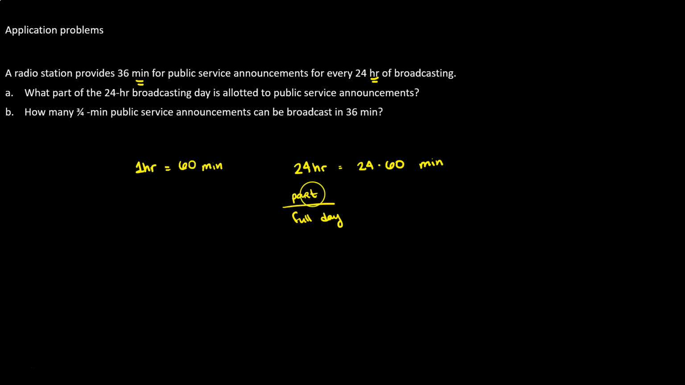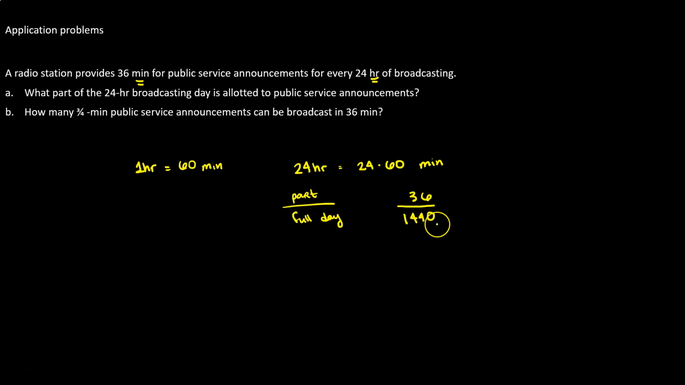That's going to represent our denominator. So 24 times 60 is 1,440. And we're saying that out of the full day, only 36 minutes are for public service announcements. So it would be 36 on top. Now, this is a fine answer, but of course, if we can simplify, we should.